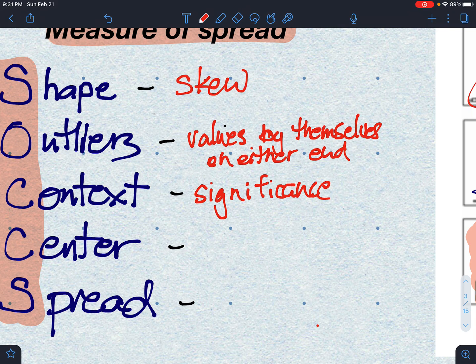I think I spelled that right. No, I think it's an A. All right. No, definitely not an A.